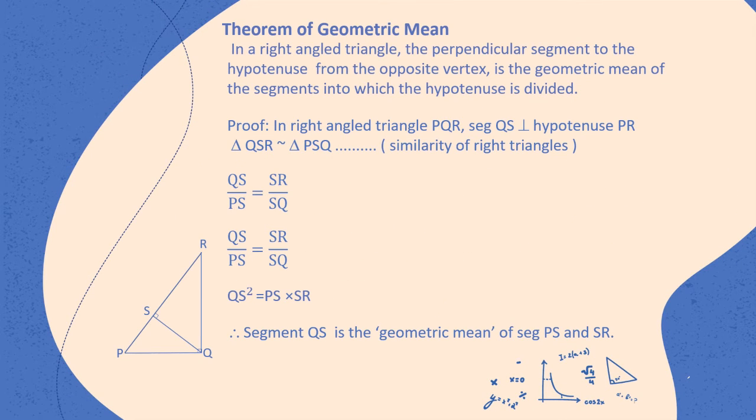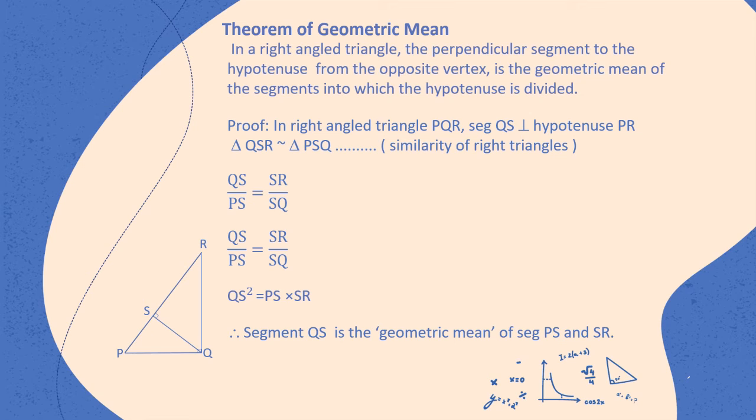So the theorem of geometric means says that in a right angle triangle, the perpendicular segment to the hypotenuse from the opposite vertex is the geometric mean of the segments into which the hypotenuse is divided. Now we saw in the earlier slides that the three triangles were similar. When triangles are similar, the sides of those triangles are proportionate to each other. So the ratios may change, but they are proportionate. Let us look at these three triangles here.